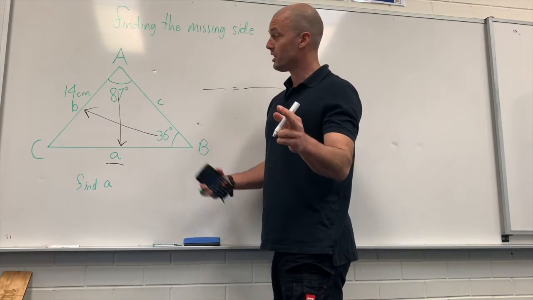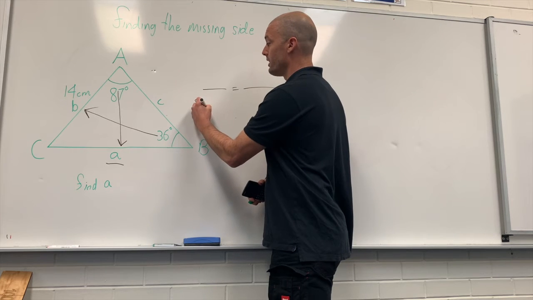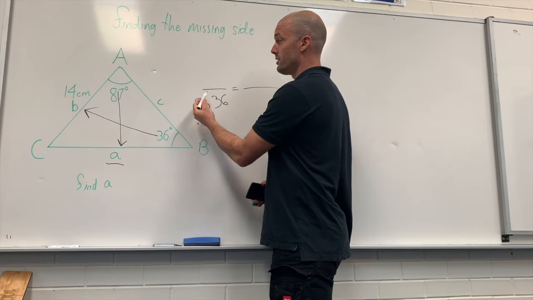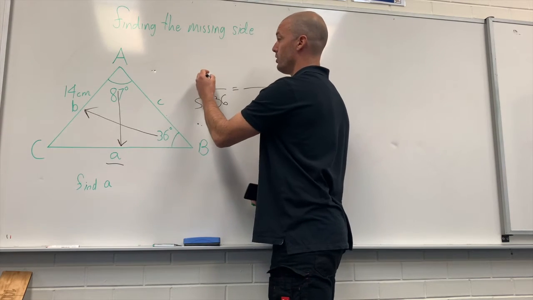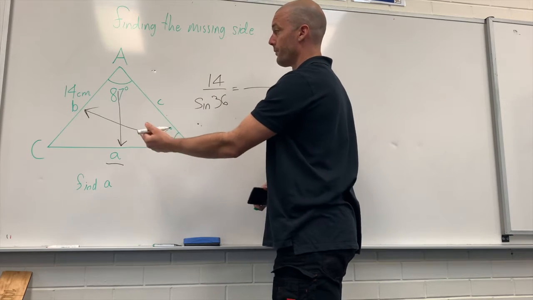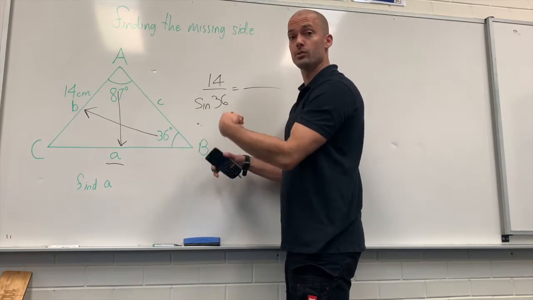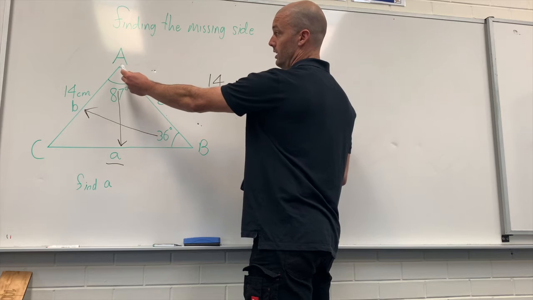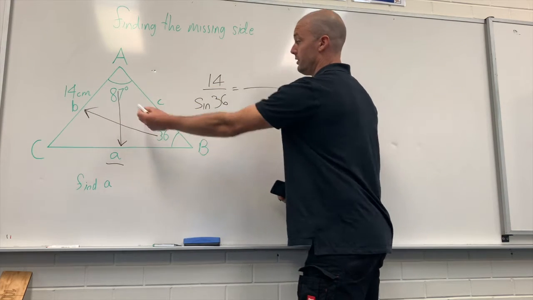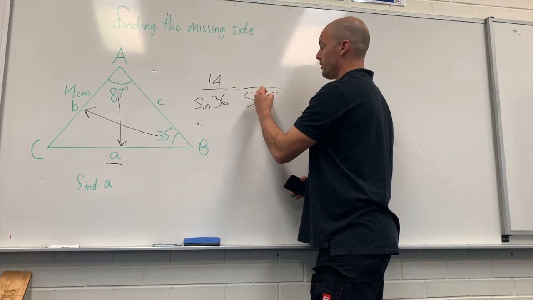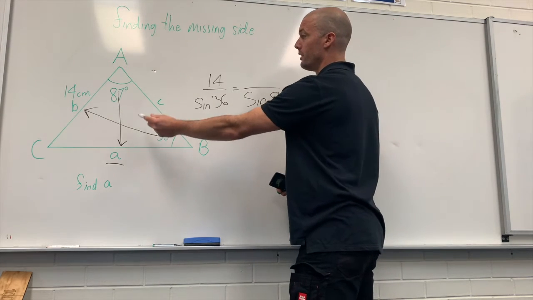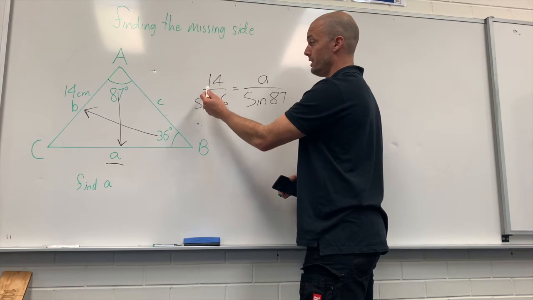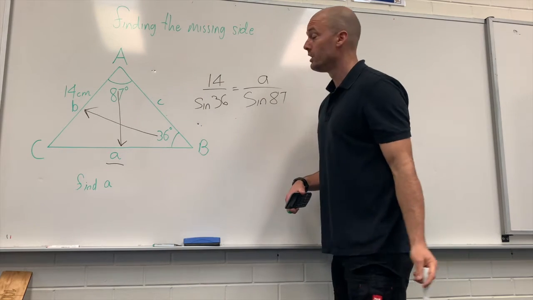Now when you're finding the sides with the sine rule, sine goes at the bottom. So sine of 36 goes with its matching pair at the top, the 14. When we're doing an angle, we'll switch them around, but I'll show you that later. And that equals sine of 87. And that's A. So A divided by sine of 87 is the same as 14 divided by sine of 36.